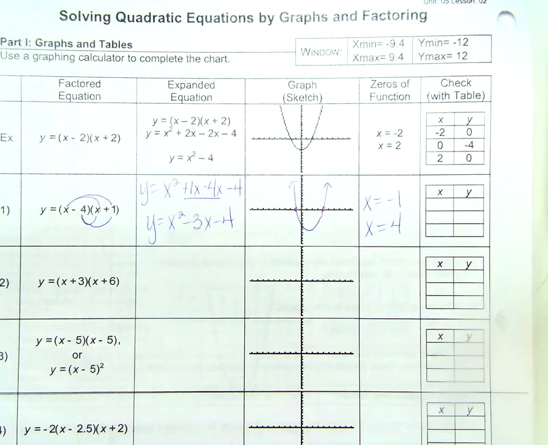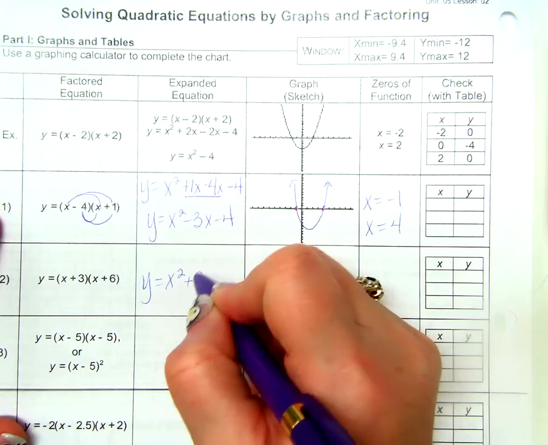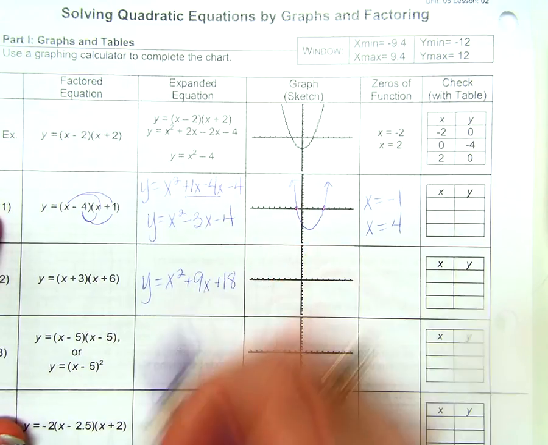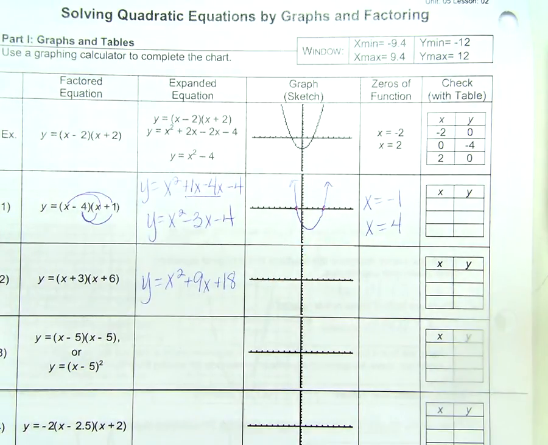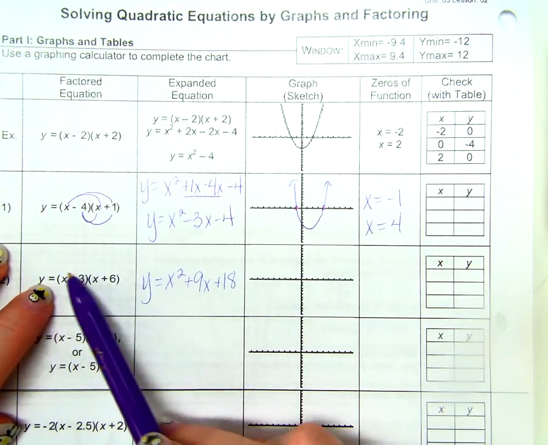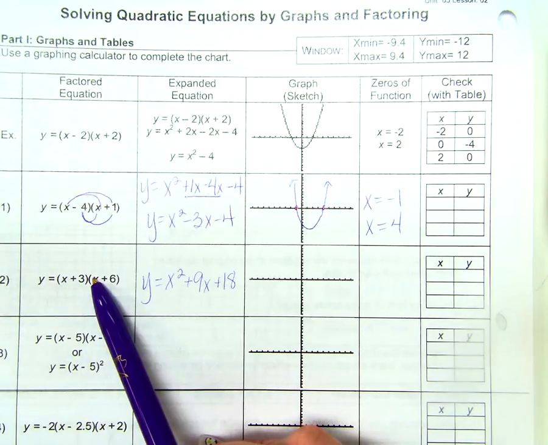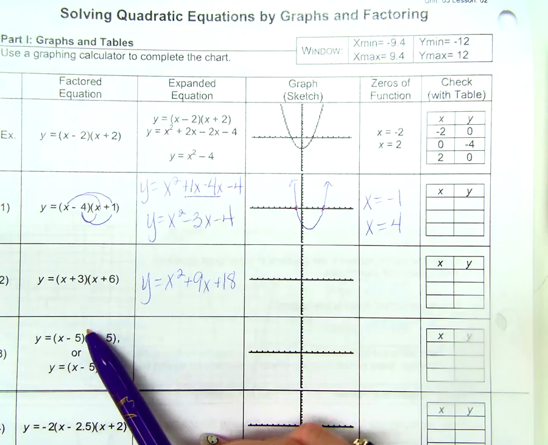All right, so here's my factored equation, number 2. What's my expanded equation? Y equals x squared plus 9x plus 18. Oh my gosh, how in the world did I do that without writing down any work? Well, I know it's x times x. That's going to give me x squared, right? And then I know I do x times 6 and 3 times x, and those are going to be my like terms. So in my head, I can actually add 3 and 6.